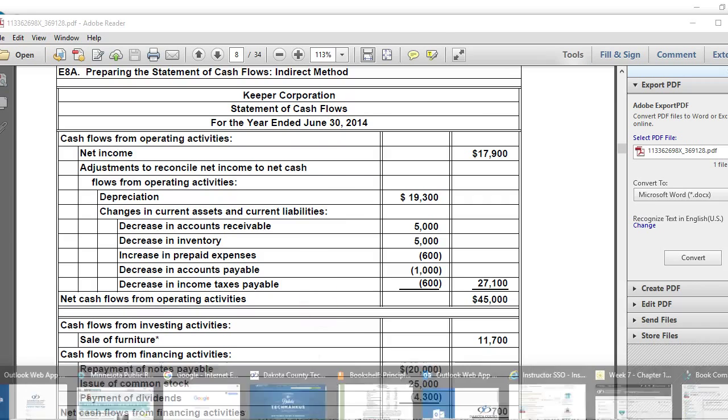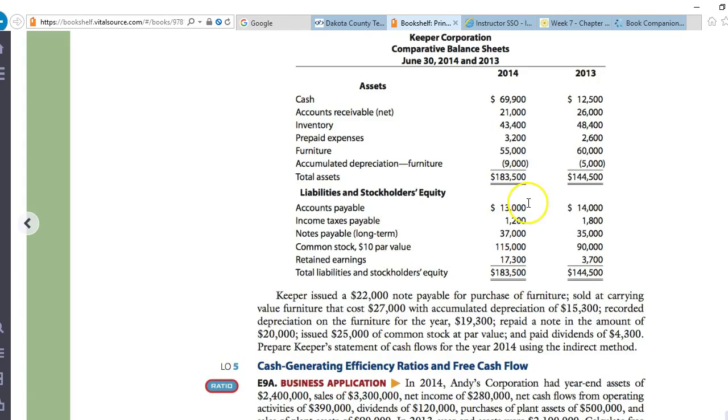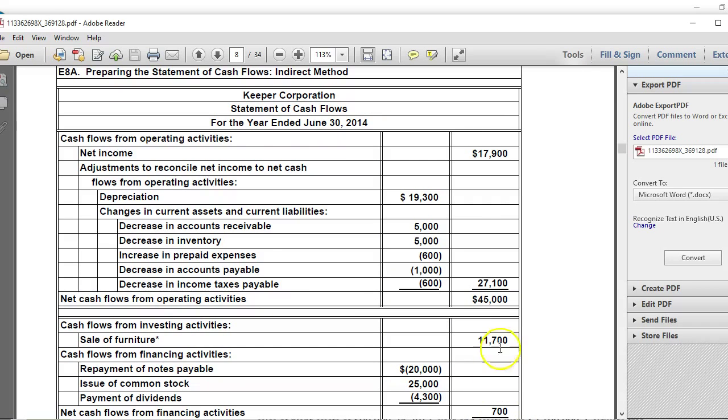Then we go back here and look at our liabilities. Our liabilities went from $14,000 to $13,000. We used some cash up, didn't we? We're going to subtract that. Our income taxes payable went from $1,800 to $1,200. We used some cash there. So our decrease in accounts payable, we subtract. Our decrease in our income taxes payable, we subtract.